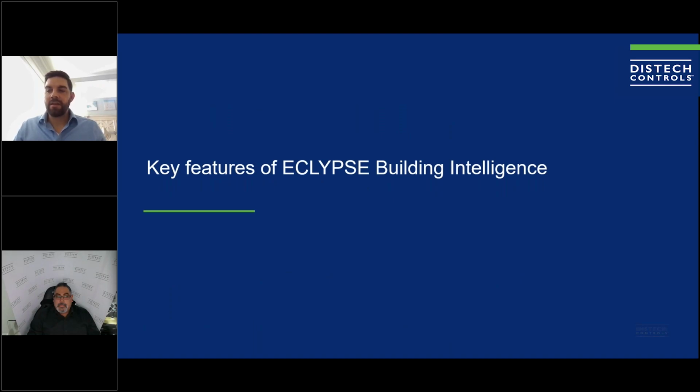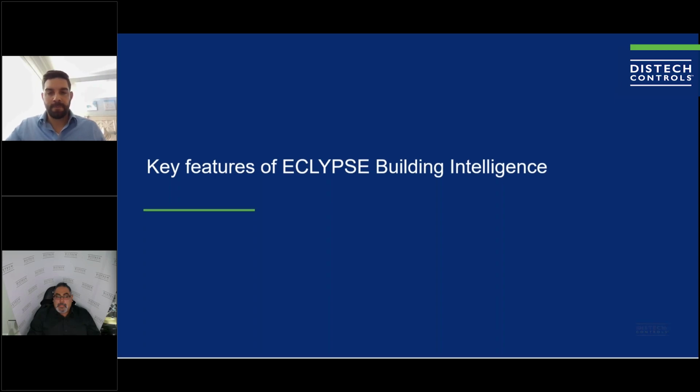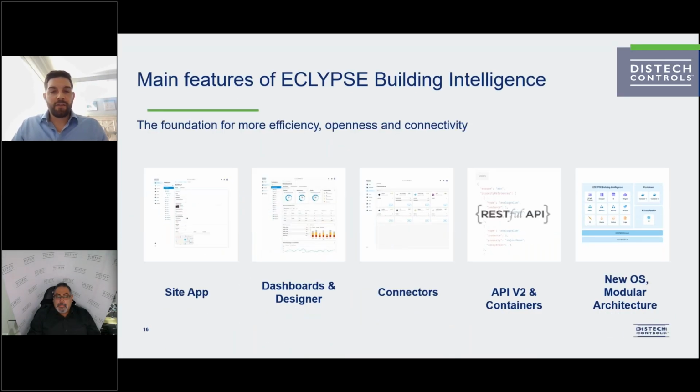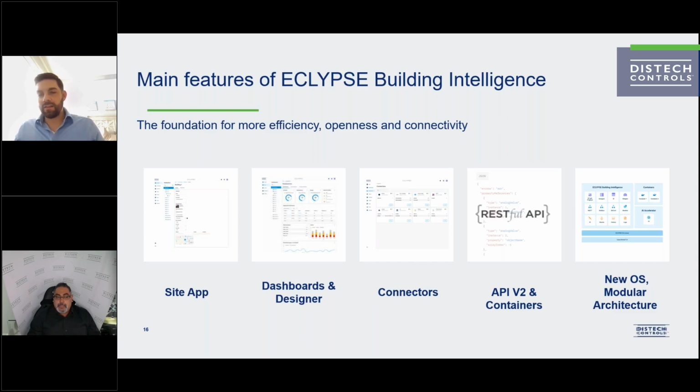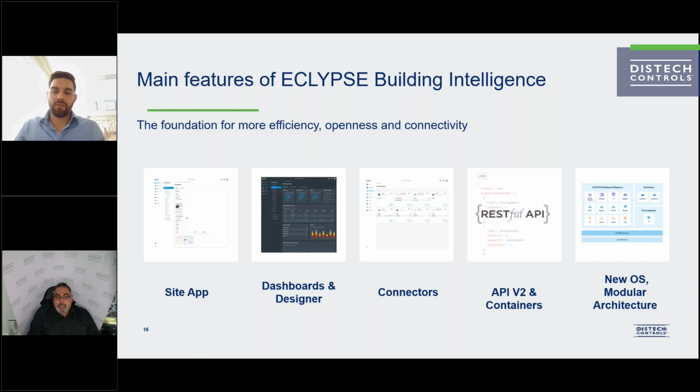Next, we'll take a deep dive into some of the key features of ECLYPSE Building Intelligence, how you can differentiate in your marketplace, but also how these features are different from ECLYPSE Generation 1. So the five main feature sets I'm going to highlight. One is the Sites app. Two is going to be the dashboards and designer. Then our new connector framework, and the Building Intelligence API, or the API v2, and the containerization platform. And then just to give an insight into the new OS, the modular architecture of the software that really makes all of the other features possible.